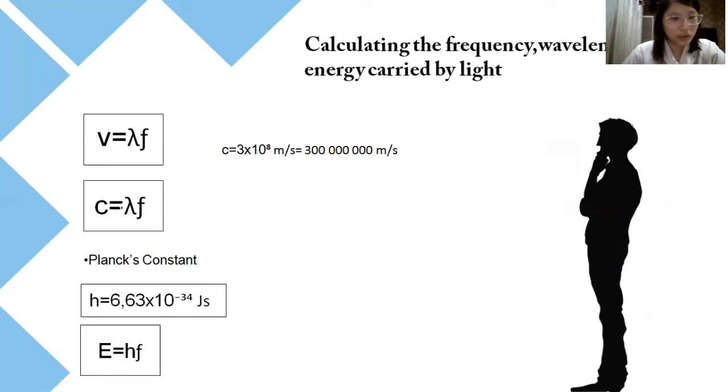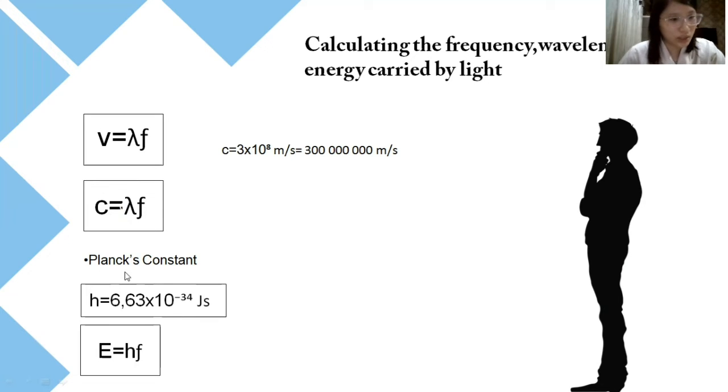Next, we will be calculating the frequency, wavelength, and energy carried by light. These are the formulas for the calculations. V equals lambda times F. V here is the velocity, lambda is the wavelength, while F is frequency. This applies when calculating the speed of light, which is equal to 3 times 10 raised to 8 meters per second. So the speed of light is equal to the product of the wavelength and frequency of a wave.